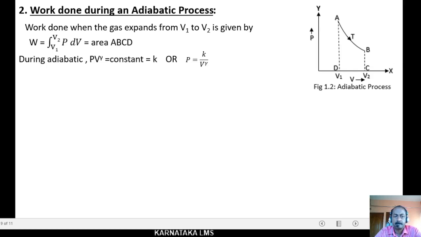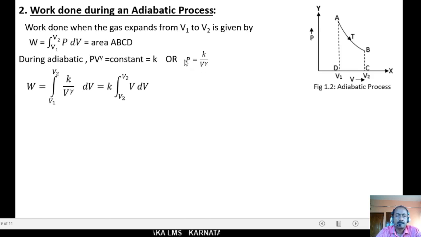During an adiabatic process, you know that the formula relating pressure and volume is P into V to the power gamma equals constant. Let it be K, or P equals K upon V to the power of gamma. I am rearranging this: P equals K upon V to the power of gamma. Substitute the P value in the above equation. We get work done W equals the integral of K upon V to the power gamma with respect to dV, that means integrate between the limits V1 to V2.